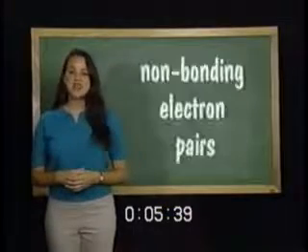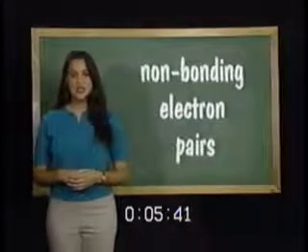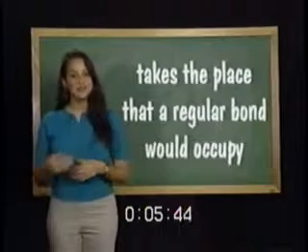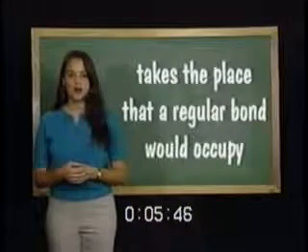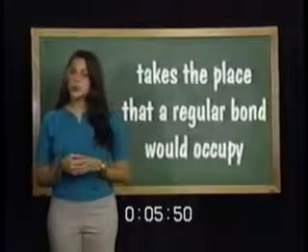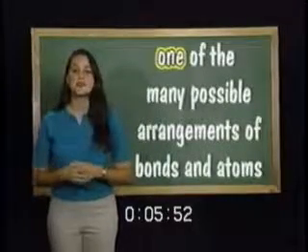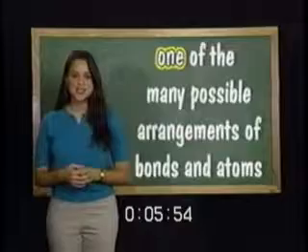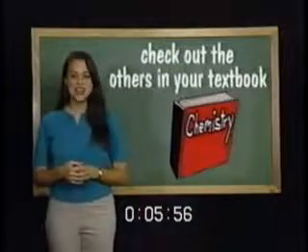Molecules can also have non-bonding electron pairs. The non-bonding electron pair takes the place that a regular bond would occupy. We will use water again as an example, but know that this example shows you only one of the many possible arrangements of bonds and atoms. Be sure to check out the others in your textbook.